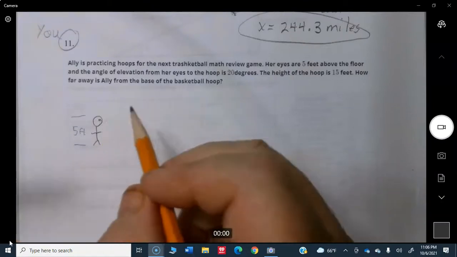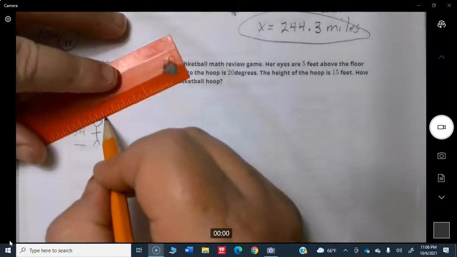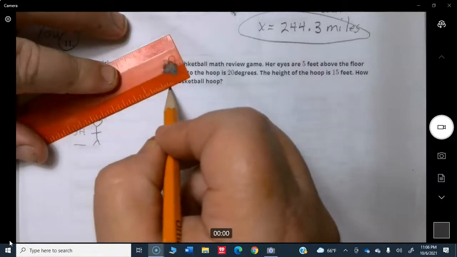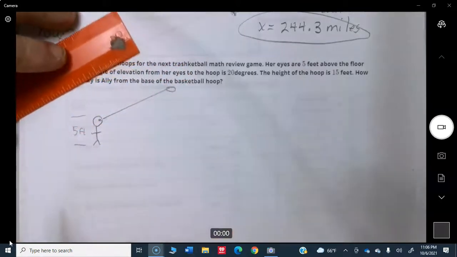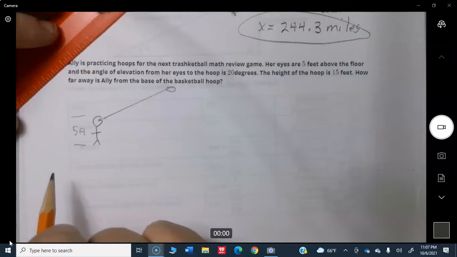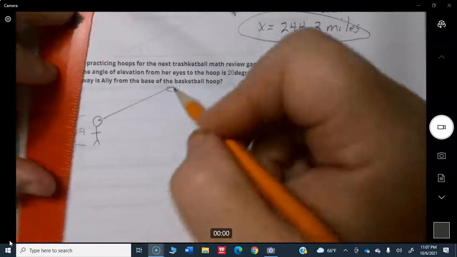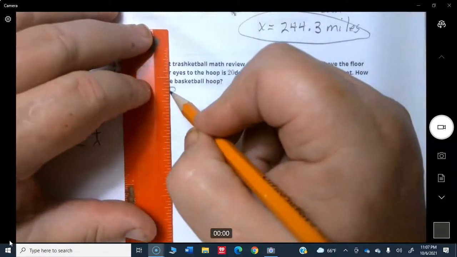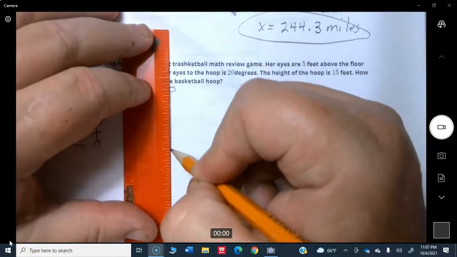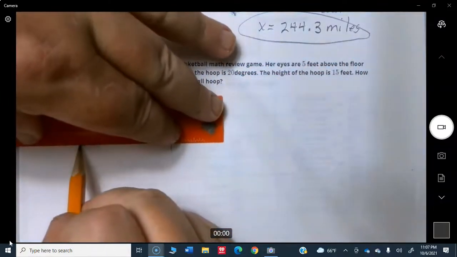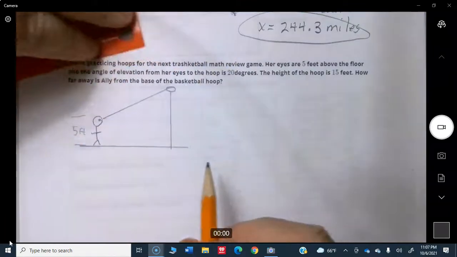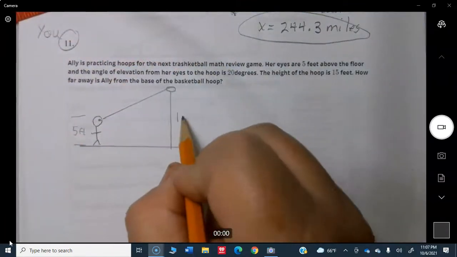She's looking up, and this is not to scale, but I'm doing close. She's looking up, and here's the basket right there. So it says the height of the hoop is 15 feet. So the height of the hoop above the floor, so let's draw the floor along here. So this is 15 feet.